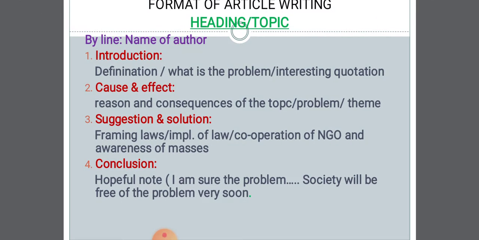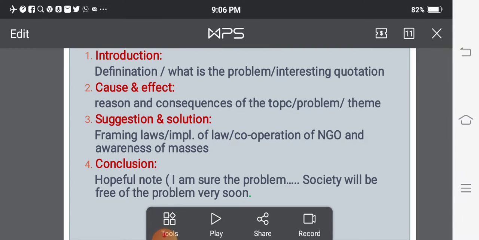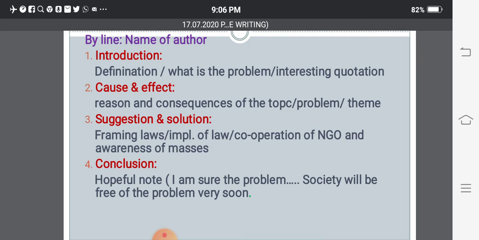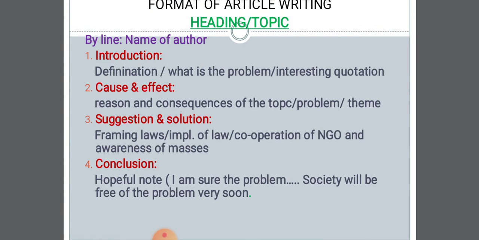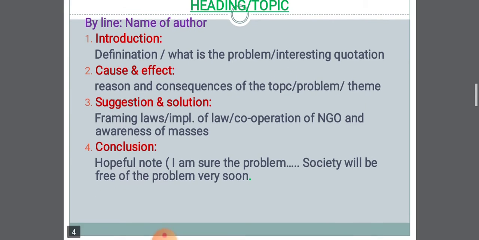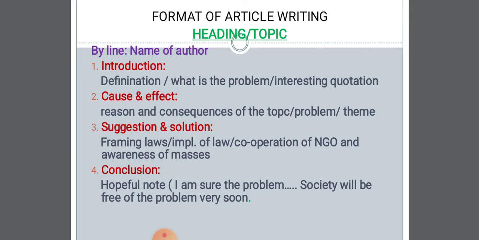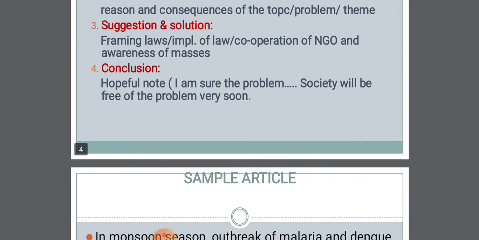So in this way, if you organize your ideas in the content part, like introduction first, you introduce the matter, then cause and effect, then suggestion and solution, and conclusion, your writing will be a compact one. That will really fetch you good marks, and your writing will be improved.